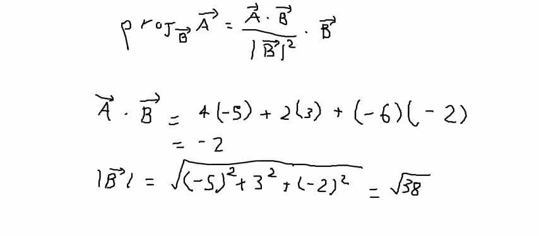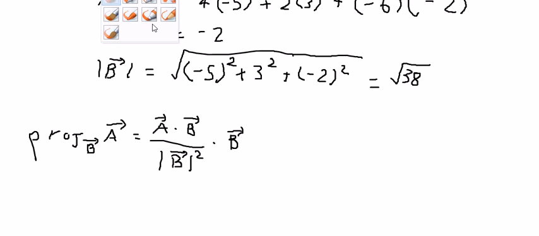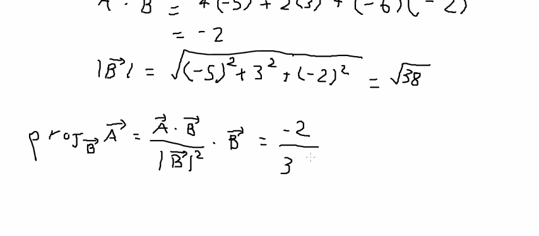And now we will apply the numbers to this formula. So on the numerator we have negative 2. Denominator, that's 38. Because we have the square in here, that's why we don't have the square root. And vector B should be negative 5, 3, negative 2.